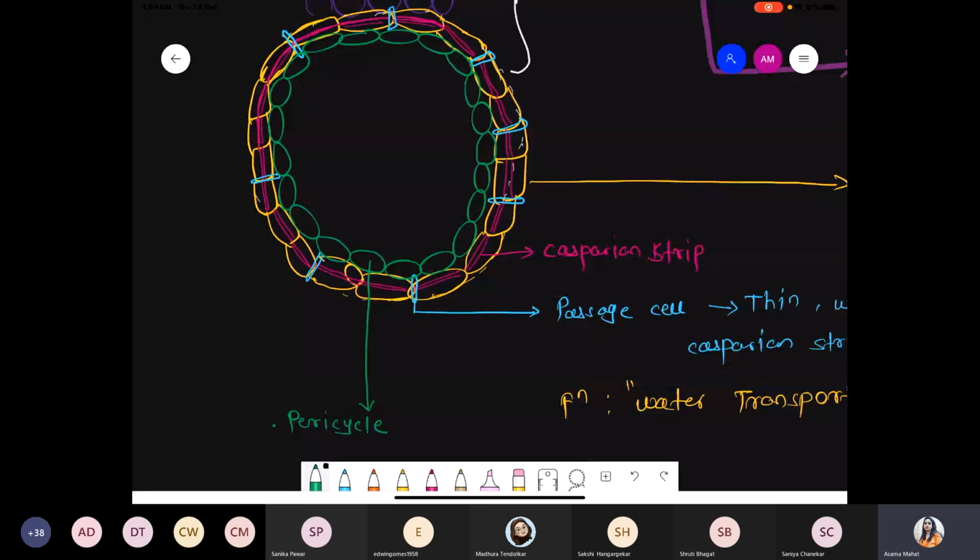In case of the root, we saw endarch and exarch on the basis of protoxylem and metaxylem. Yes, go on, very good. So which condition does it consist of? Exarch. Yes, good, Sakshi. So such a condition again here. First of all, we complete the diagram. Now we are talking about the vascular bundle. So quickly we are taking a simple diagrammatic representation, that is, the radial vascular bundle.